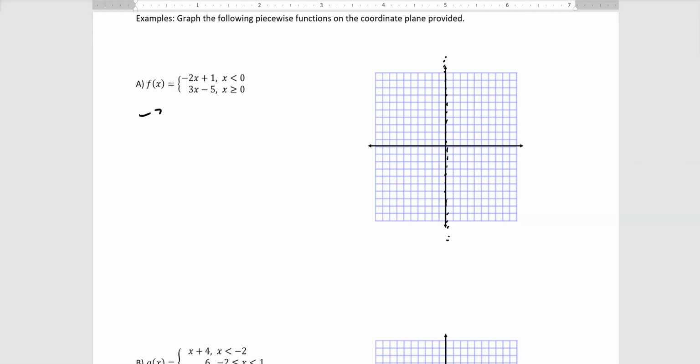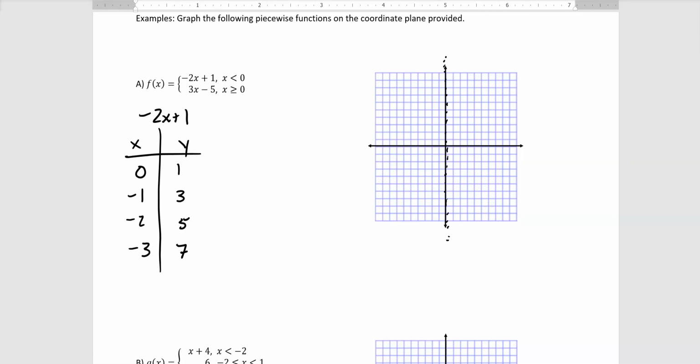Let's do negative 2x plus 1. I'm going to make an xy table. I always start with my subdomain value, so that'd be 0, and then I want values less than 0, so I'll go down from there: negative 1, negative 2, negative 3. Now when I plug those values in, negative 2 times 0 plus 1 is 1. Negative 2 times negative 1 is 2 plus 1, so that's 3. Negative 2 times negative 2 is 4 plus 1 is 5. 1, 3, 5, 7.